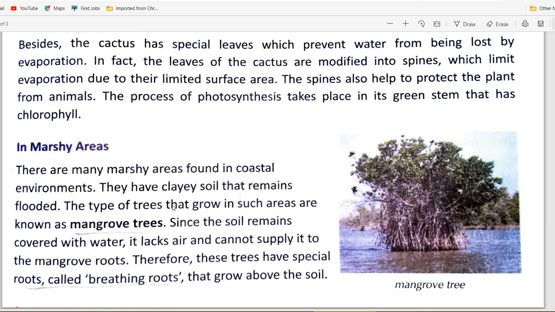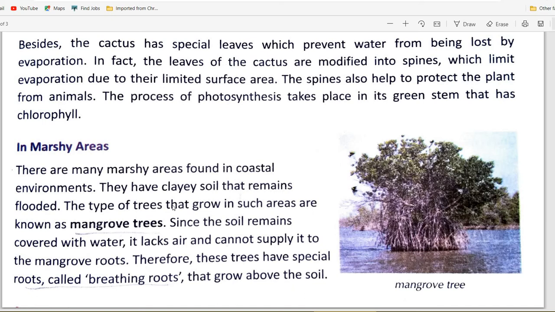Yes, as it is sufficient for today, so now we will repeat all these. In marshy areas, trees are called mangrove trees, and they survive in flooded areas and clay soil. And in hilly areas, the trees are called conifers because they have cones instead of flowers.